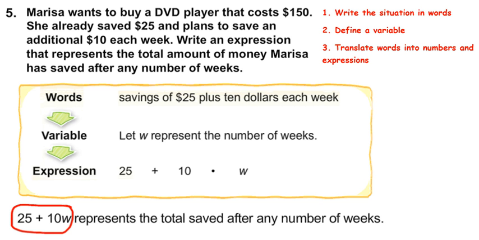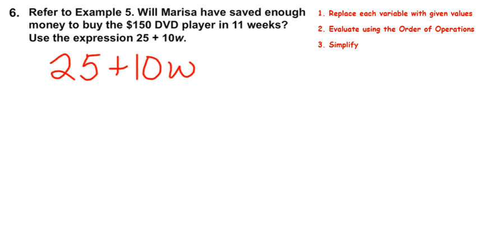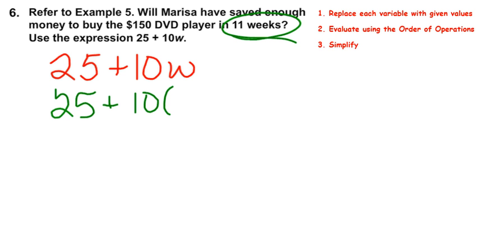Okay, after we've created an expression, we can use it to solve some problems. Here's an example where it says, refer to example 5, which was about Marissa. Will Marissa have enough money saved to buy the $150 DVD player in 11 weeks? We're going to use the expression 25 plus 10W, which was $25 plus 10 times the number of weeks. Now we just substitute the number of weeks, and here they gave us 11. So 25 plus 10 times 11.